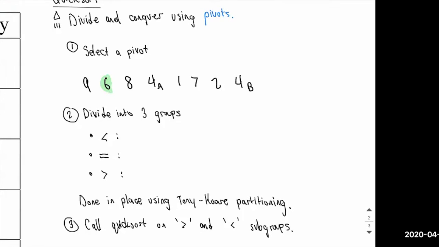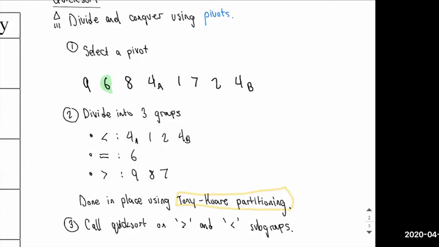The second step is to divide our array into 3 groups: elements that are less than 6, elements that are equal to 6, and elements that are greater than 6. For the first category, we can see the elements that are less than 6 are 4a, 1, 2, 4b. Equal to 6, just 6. Greater than 6, 9, 8, 7.